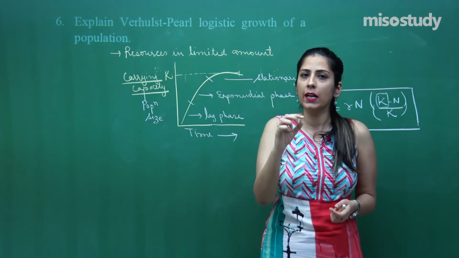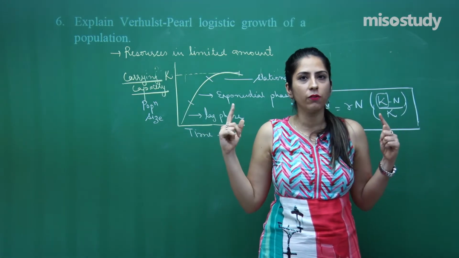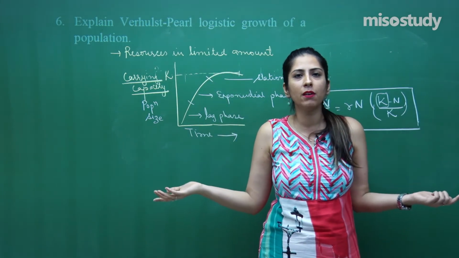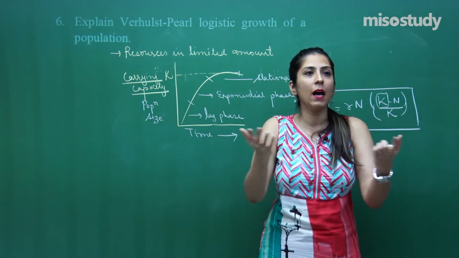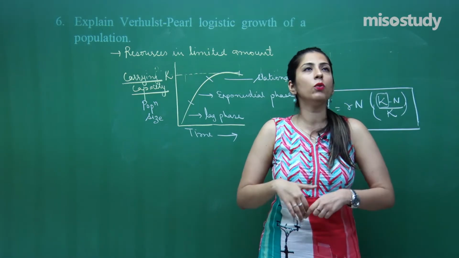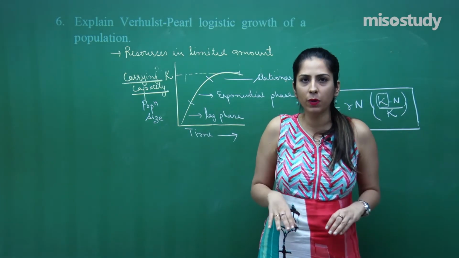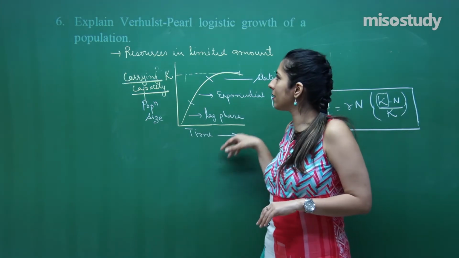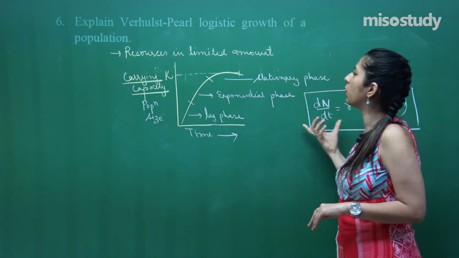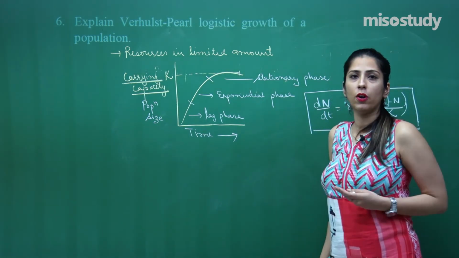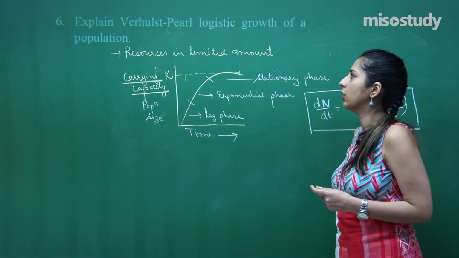The reason is that the resources present in the environment, as I have discussed, are limited, which normally happens in our atmosphere and our surroundings also. We do not have unlimited resources. So, we have to make a relationship between them. So this is the type of graph and this is the equation of this population. And we have already discussed this in the session.